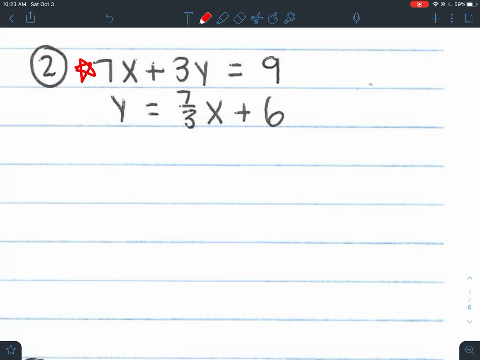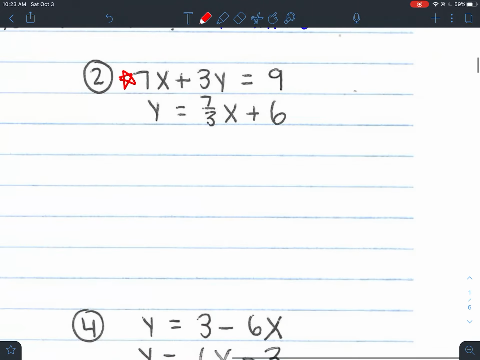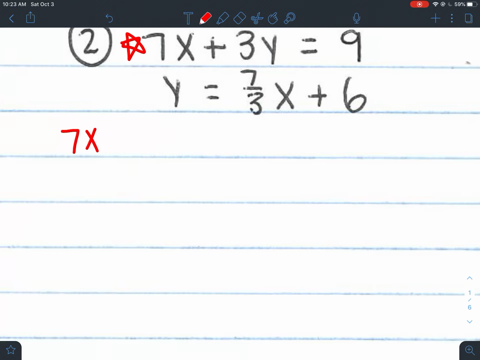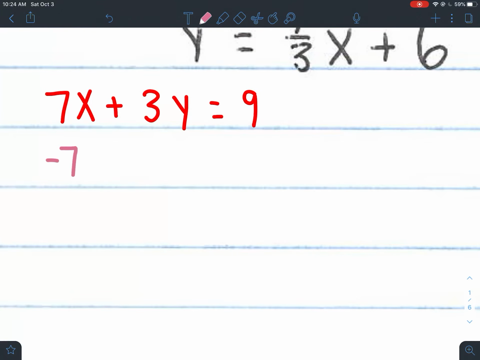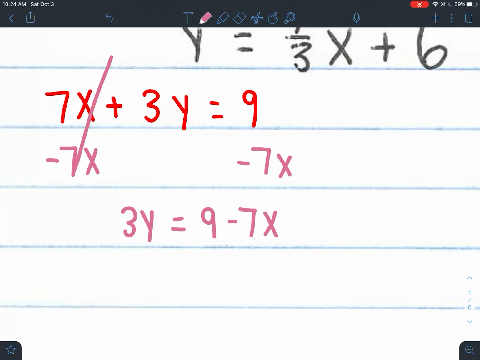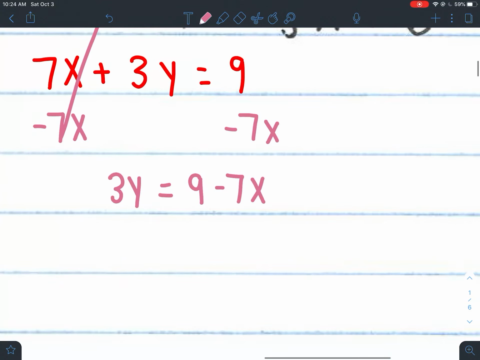So what you want to do is you want to get that y by itself so that you can get it into slope intercept form, y equals mx plus b. So I'm going to go ahead and go down here, copy the equation down, and we're going to solve for y. We're going to get y by itself. So our first step here is to subtract 7x from both sides. Remember, our goal is to get y by itself. So we have 3y equals 9 minus 7x. And we had a little bit of practice with this in Unit 3, so we should be a little bit comfortable with getting y by itself.